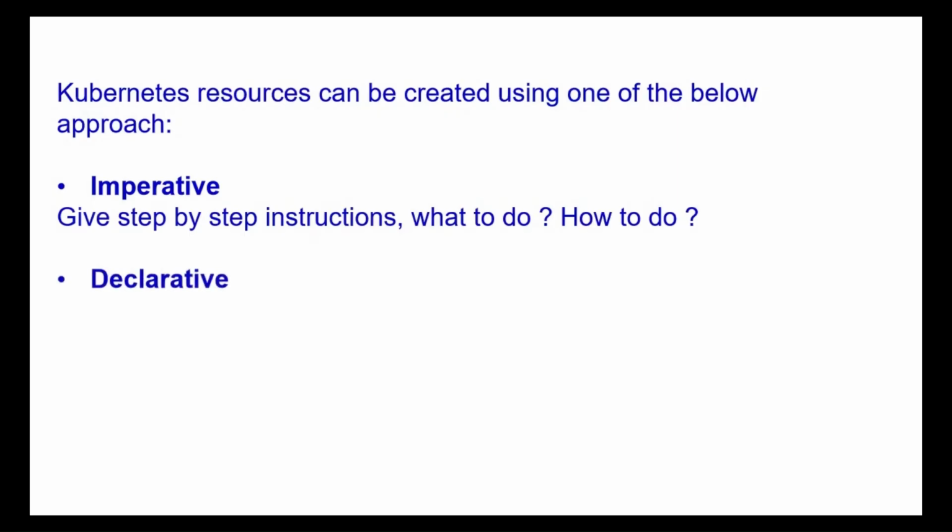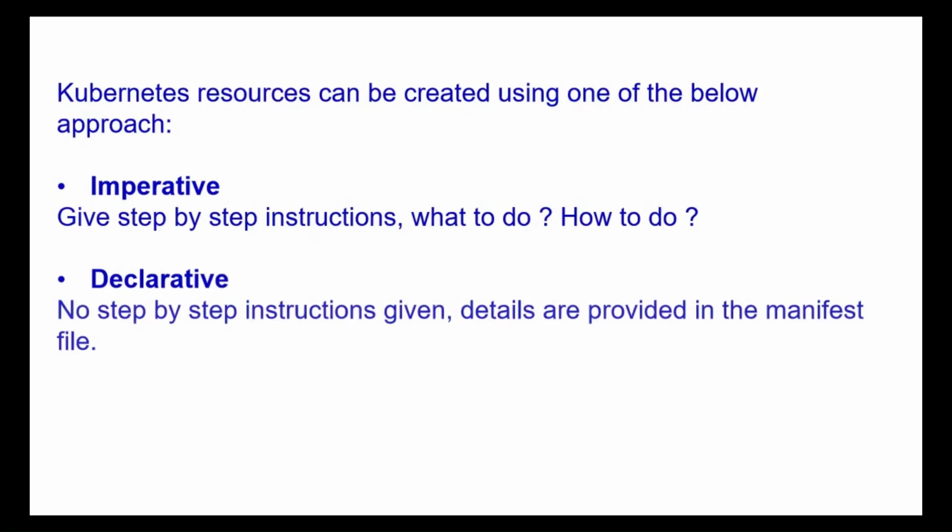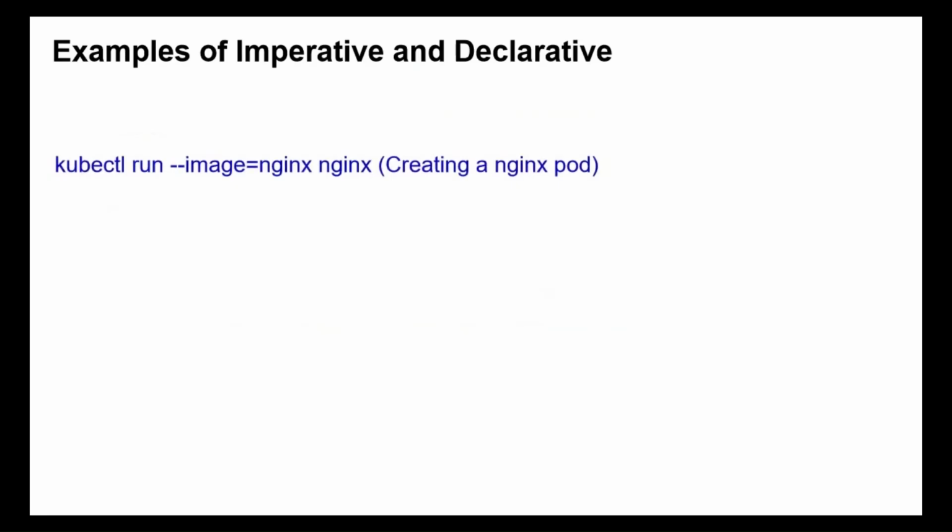But if you see the declarative, which is the second option, there are no step-by-step instructions given. The details are provided in the manifest file. So if you want to create a pod, you will create a pod manifest file, or if you want to create a service or a deployment, etc., you will create the appropriate manifest files. That is your declarative approach. But in the imperative approach, we just give the commands in the command line using kubectl. That is your imperative.